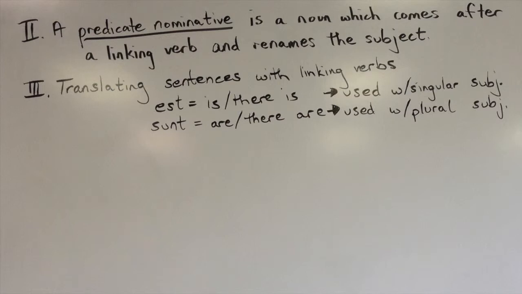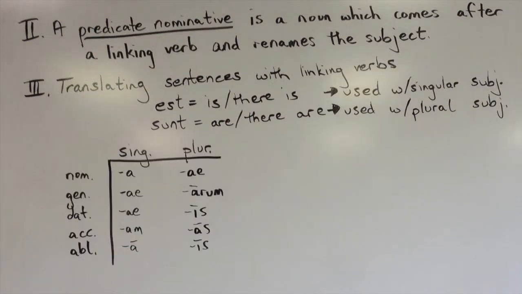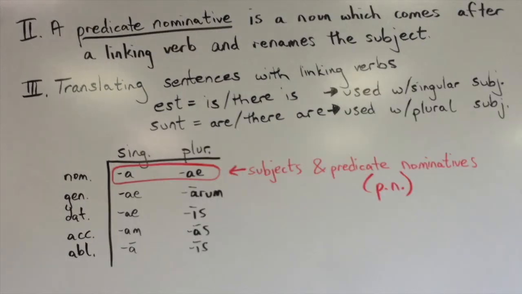Now, remember how we had our chart from our previous notes of the endings of the first declension? I want you to rewrite this in your notes right now. So remember, it's nominative, genitive, dative, accusative, ablative down the left side, singular and plural on the top. And remember that in our notes we had said that the first line, nominative line, would be used for subjects and predicate nominatives.